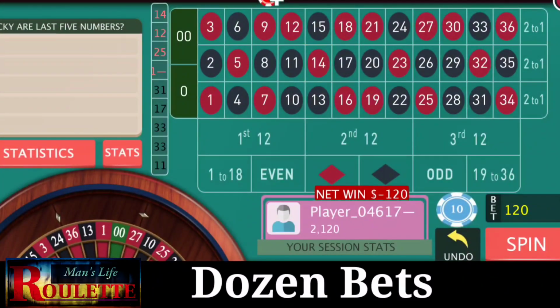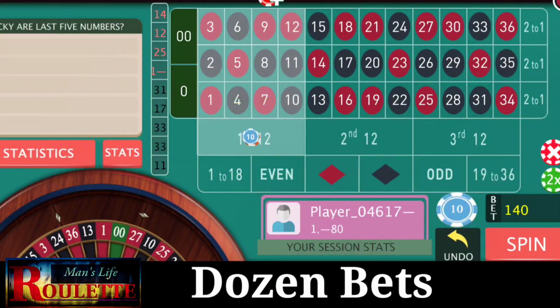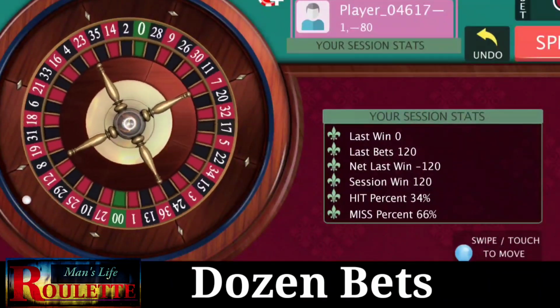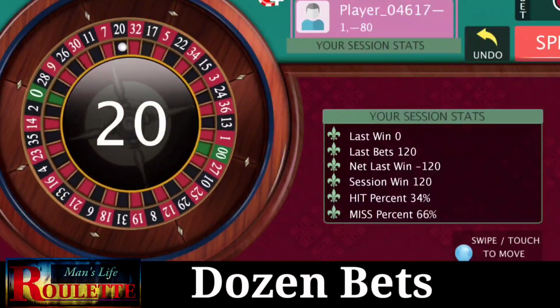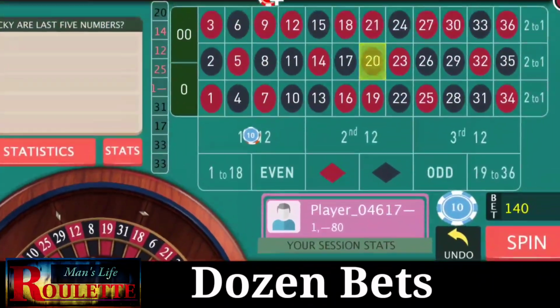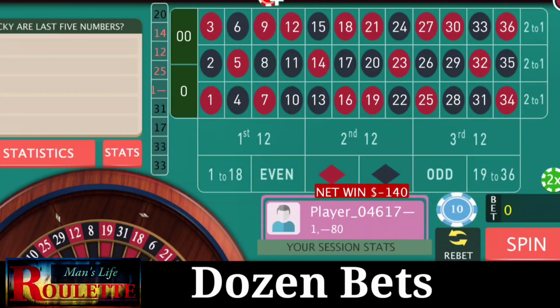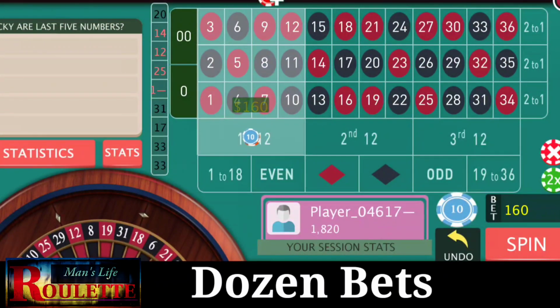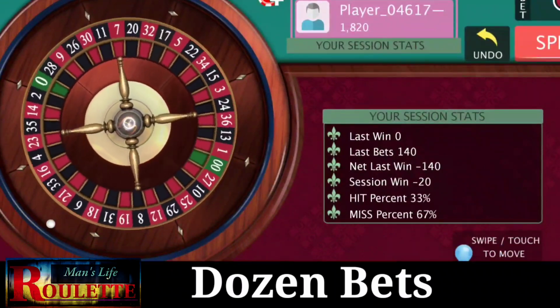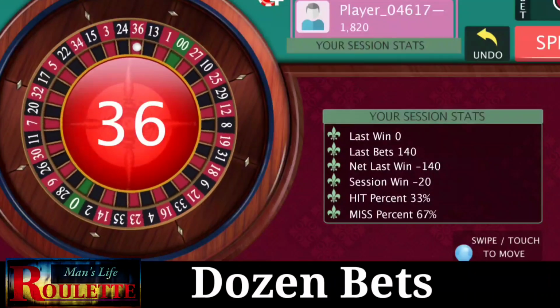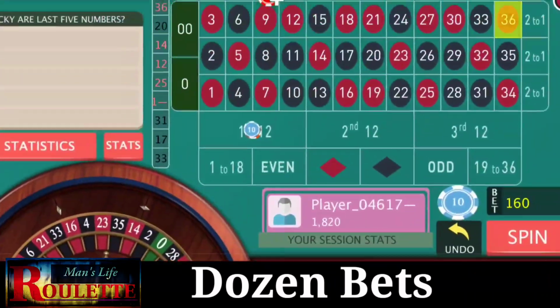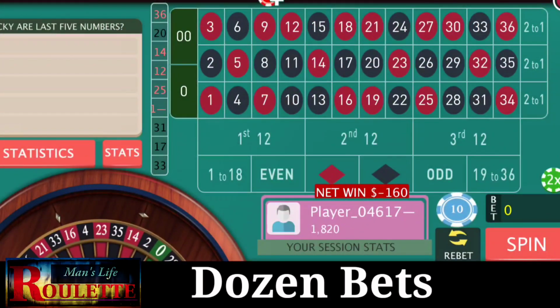So this time I lose. So again I have to repeat and add $20 and play. This time 20 and this is also a losing spin. So again I have to repeat and increase the bets. It's 36 this time and it's also a losing spin. So again I have to repeat, add $20 more to my bets and play.